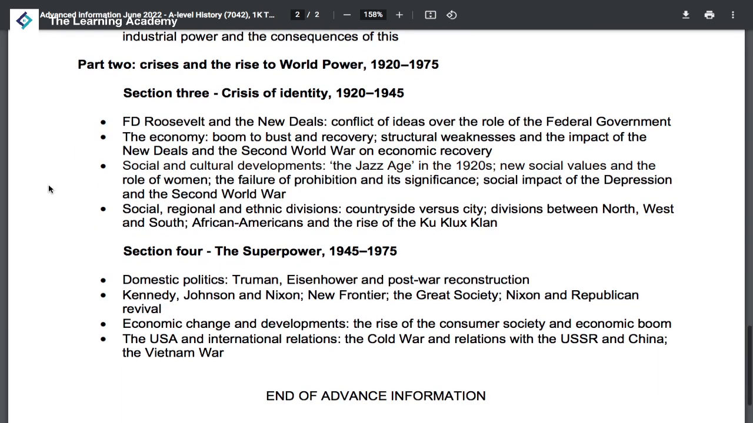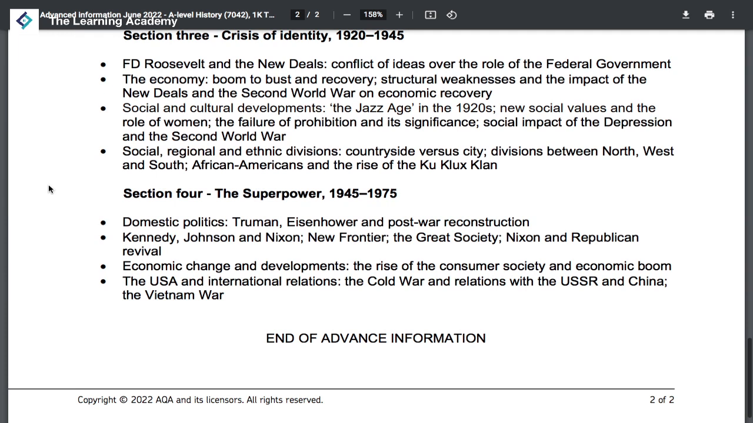Part 2 of the A-Level is, again, spread out quite evenly across both of the two topics that you cover. So from the period of 1920 to 1945, you need to know about the impact of the Great Depression and Roosevelt's New Deals that took place, the boom and bust recovery system of the economy, and the impact of the Second World War on economic recovery as well. You then need to also talk about the social and cultural developments in the 1920s, so things like the period of the Jazz Age, the role of women in society, the failure of prohibition, and the impact of the Depression and the Second World War.